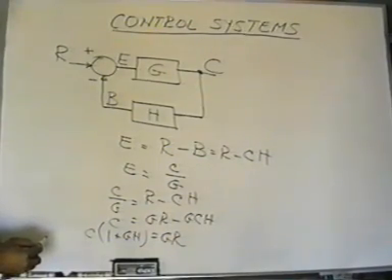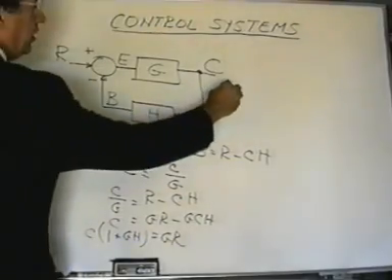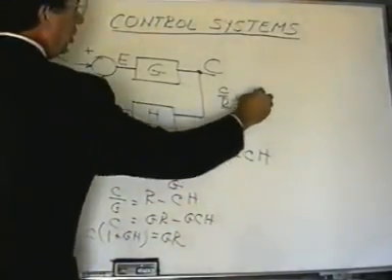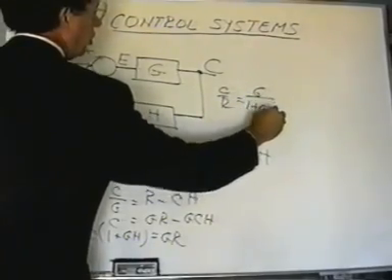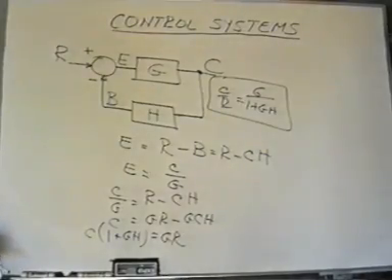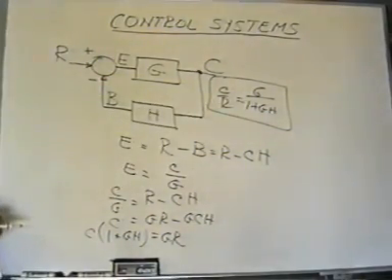And now I can find a ratio of C over R and write it this way, that C over R, based on this last equation, is G over 1 plus GH. That's what we're looking for. This is the closed loop transfer function, and it shows you the role of G and H in controlling the ratio of C to R. Remember now, everything here is in terms of Laplace transforms. This is called the closed loop transfer function.